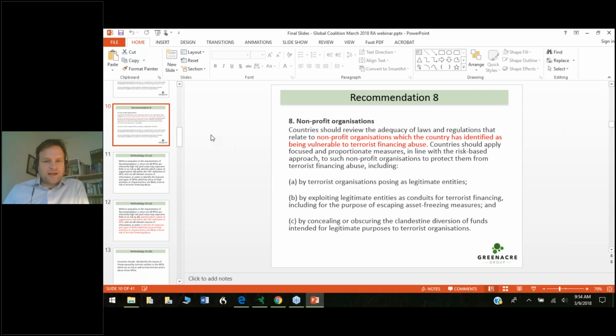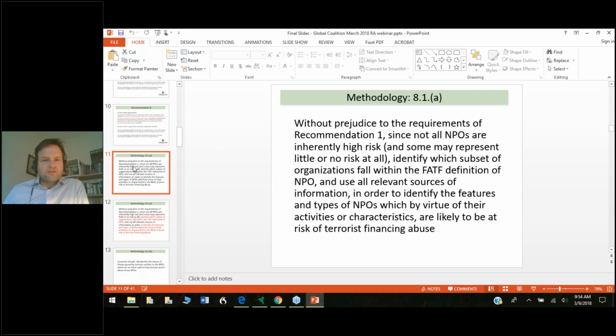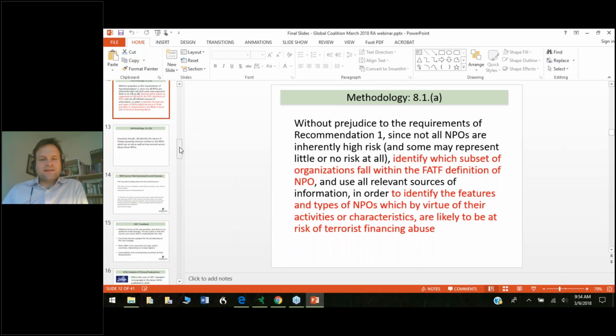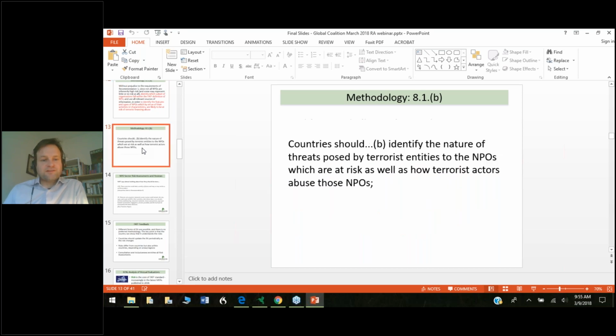If we go into the next slide, we see more detail in the methodology. The methodology sets out exactly what it is that evaluation teams will be looking for. And again, if we go to the next slide, you can see the key points highlighted here. So this is specifically what countries will be expected to do. First of all, they need to identify which subset of organizations fall within the FATF definition, by which they mean which subset of organizations are potentially at risk of terrorist financing. They also need to identify the features and types of non-profit organizations which, by virtue of their activities or characteristics, are likely to be at risk of terrorist financing abuse. So that's the specific thing that the risk assessment should be looking at.